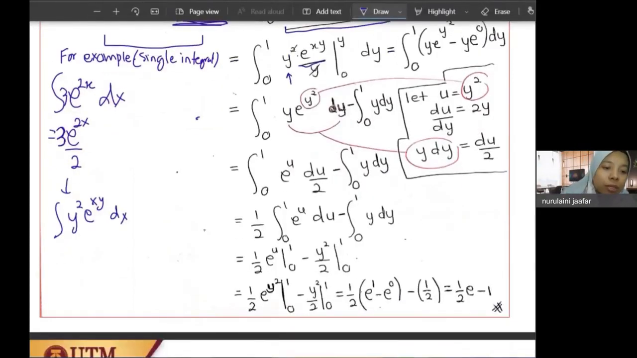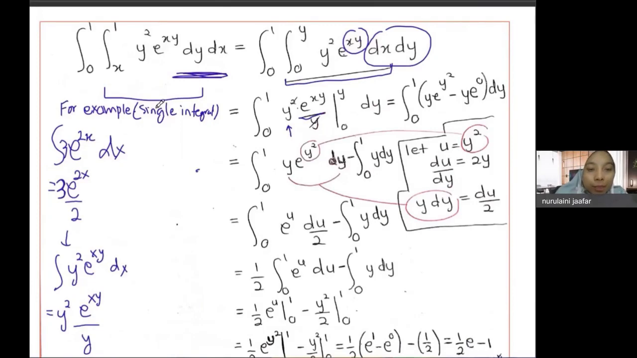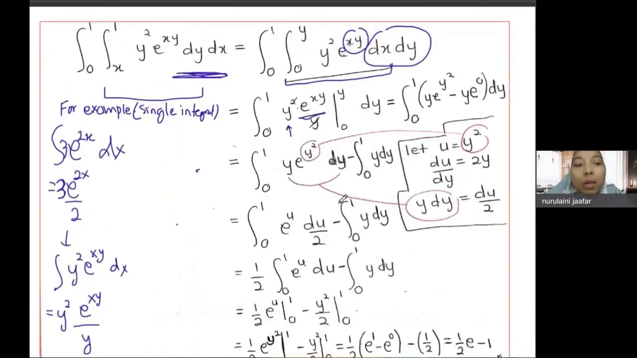Okay. If we want to integrate y squared e to xy dx, actually it's the same thing. What you should do is y squared remains the same and then e to xy, and then differentiate with respect to x, we get y here. So you can compare how to integrate a single integral and a double integral. Okay, so you will get y squared e to xy divided by y, from 0 to y. Okay, substitute y first into x.